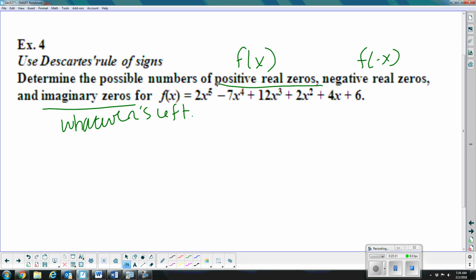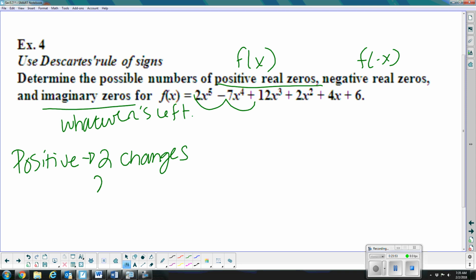All right, so we're going to look at first the function f of x and the changes of signs. So this is positive to negative. That's one change. Back to positive. That's 2 changes. That means that there's 2 positive real zeros or 0 positive real zeros.